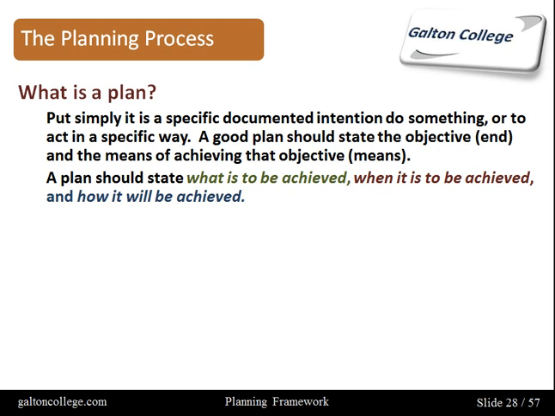So the planning process, well, what is a plan? Put simply, it's a specific documented intention to do something or to act in a specific way. A good plan should state the objective. That's what the plan is aiming to achieve, and the means of achieving that objective, the means. So a plan should state what is to be achieved, when it is to be achieved, and how it will be achieved.